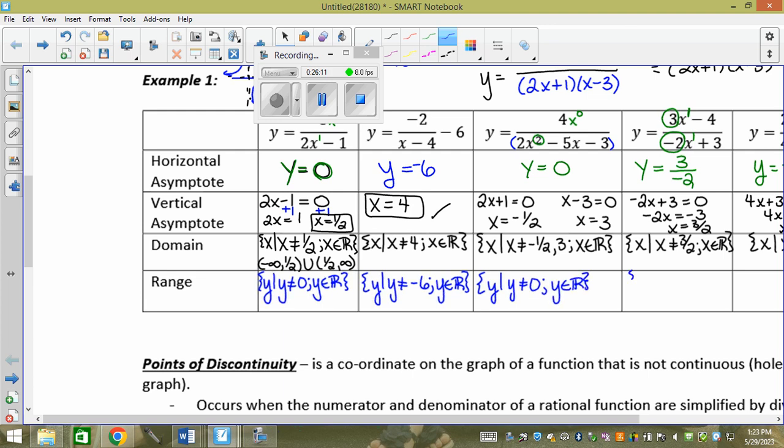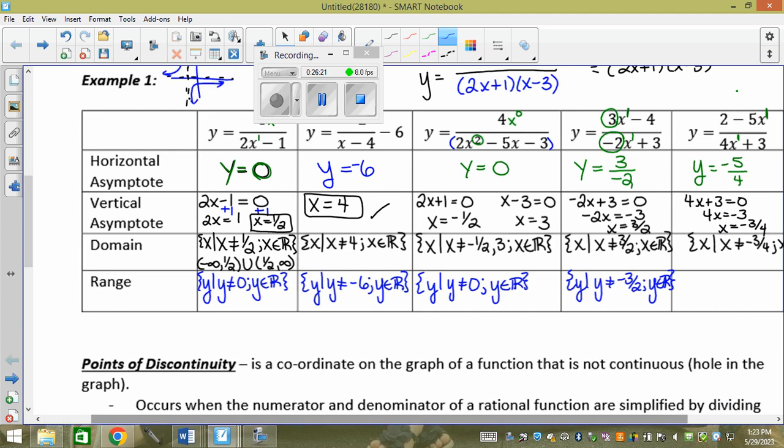And then this one, y such that y can equal negative 3 over 2, so 3 over negative 2. I like the negative on the top, in the numerator. And then this one here is going to be y such that y can equal negative 5 over 4, with the negative sign in the numerator, so it's better at the top of the fraction. It's just kind of like math etiquette.